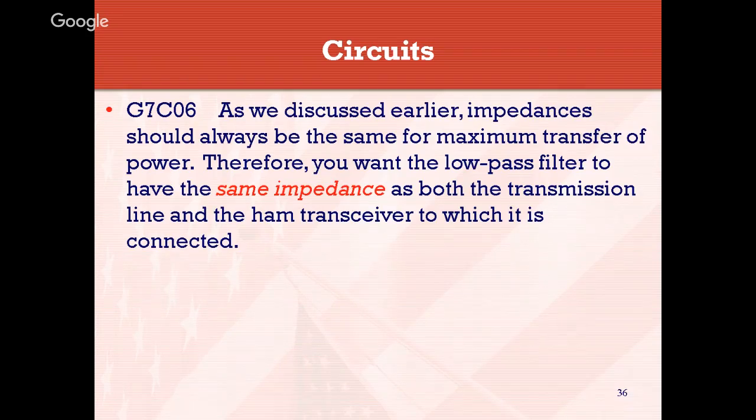As discussed earlier, impedances should always be the same for maximum transfer of power. Again, this is referring to the 50 ohms. So therefore, you want the low pass filter to have the same impedance as both the transmission line and the ham transceiver to which it is connected.